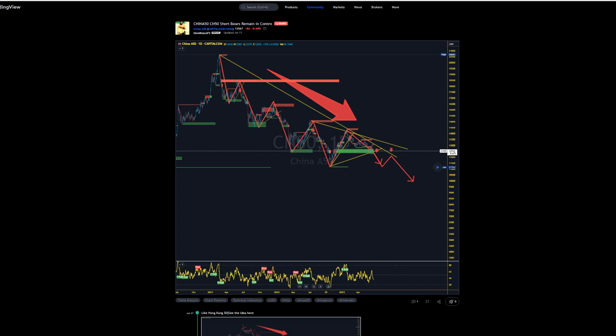Okay, the next market, crude oil. Crude oil, very easy market to trade and with big profits. And crude oil is coming down. Here we are on China 50. Why will the prices of crude oil go down?